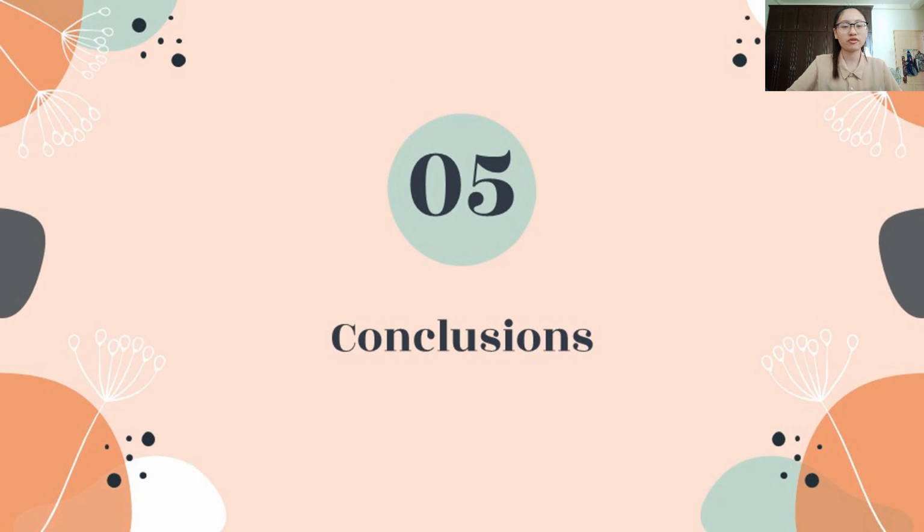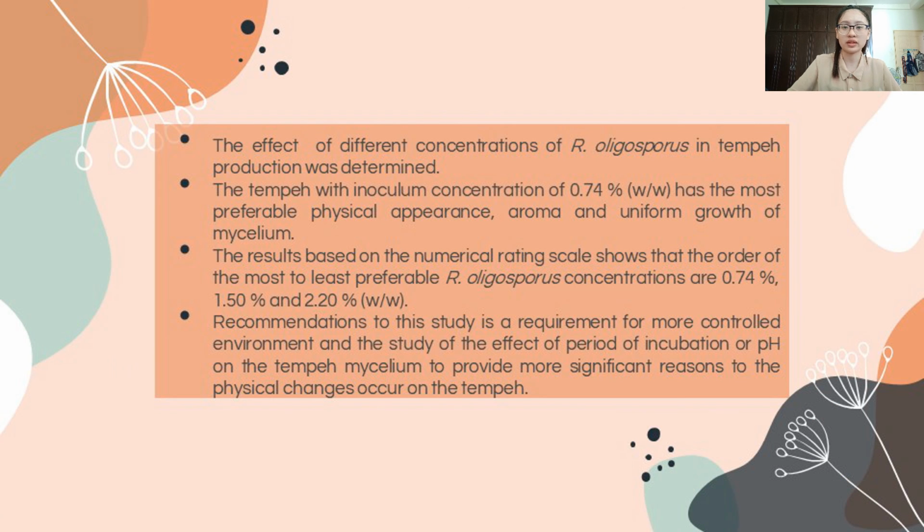In conclusion, the effect of different concentrations of Rhizopus oligosporus as inoculum in tempeh production was determined. The tempeh with inoculum concentration of 0.74% has the most preferable physical appearance, aroma, and uniform growth of mycelium. The results based on the numerical rating scale show that the order of the most to the least preferable Rhizopus oligosporus concentrations is 0.74%, 1.5%, and 2.2%.